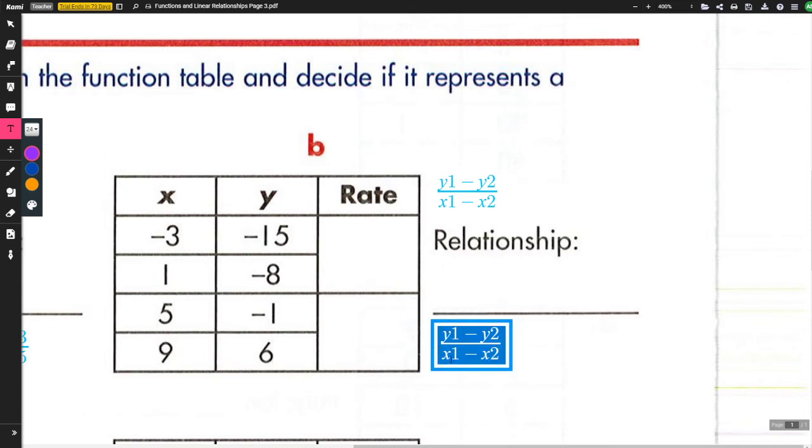9 first. So I'm going to replace x1 with 9, and then y1 with 6. Then we have x2 as 5, and this as -1. Okay. And just like last time, when you have a negative and a negative like this together, you're just going to replace them with a positive. Two negatives make a positive. So 6 plus 1 is 7. 9 minus 5 is 4.